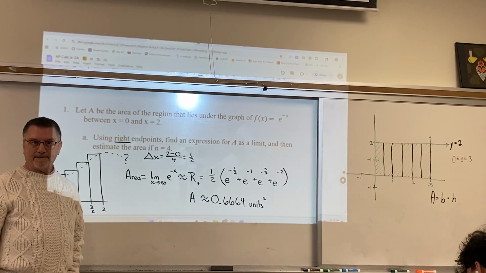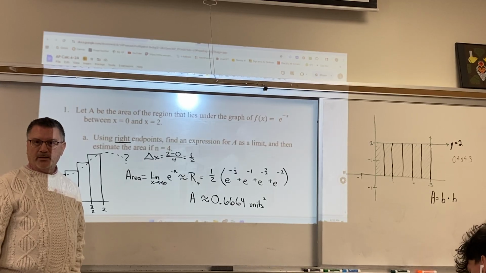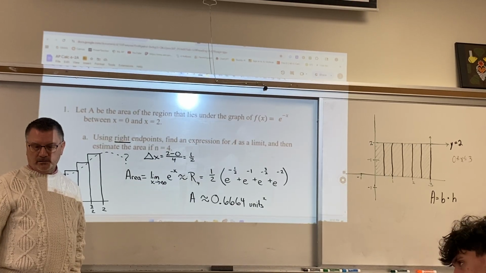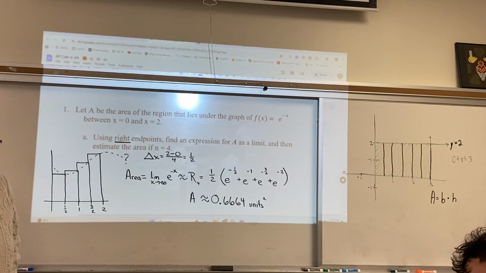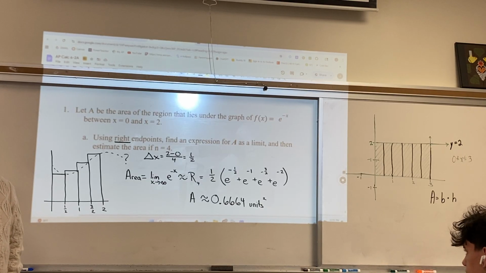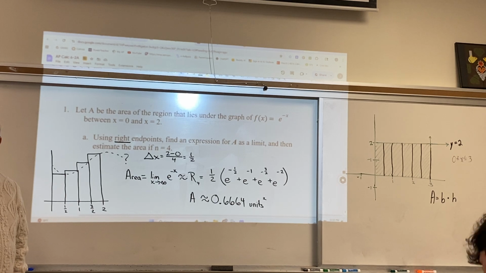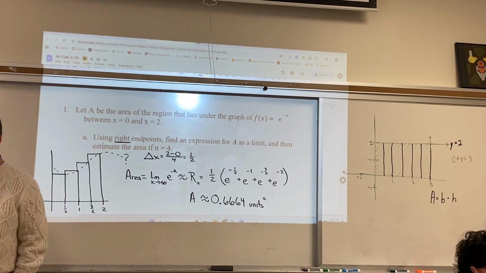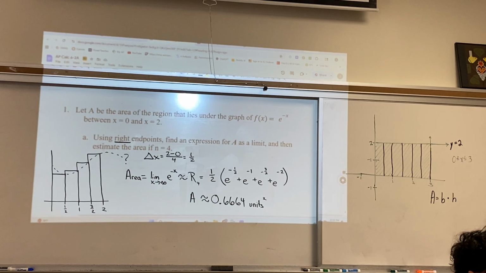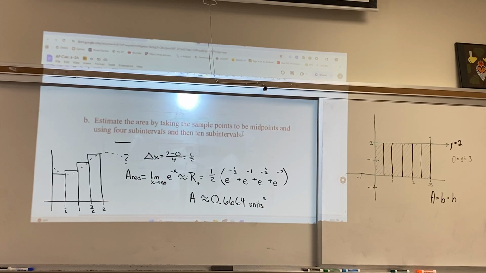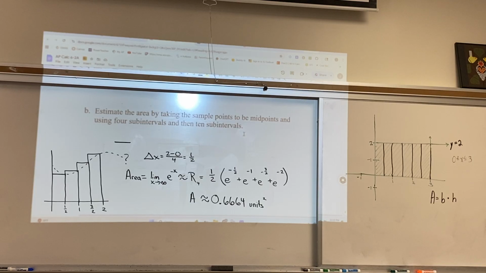Question? Could I do the same thing with left side? You betcha. What would be better than using 4 rectangles on the right side? Look at the next part of the question. Using 4 sub-intervals, usually it's okay. Estimate the area by taking the sample points to be midpoints.